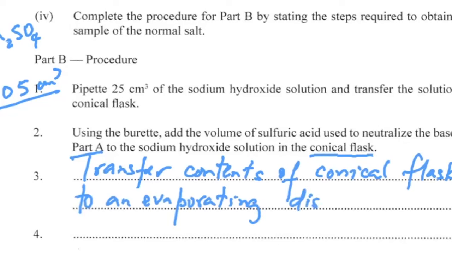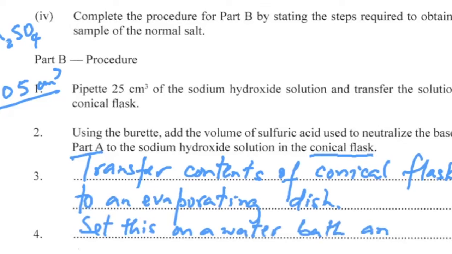Right, so this will then be set on a water bath, and we will just evaporate to dryness. We could say gently evaporate, but the fact that it's on a water bath denotes that it's gentle. Evaporate to dryness. So that will give us full marks, and that's 2 marks. 2 more marks to our tally.